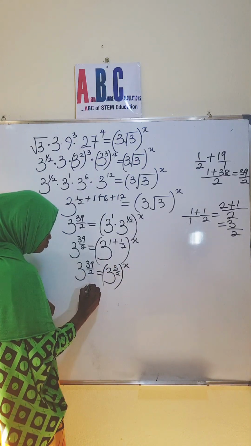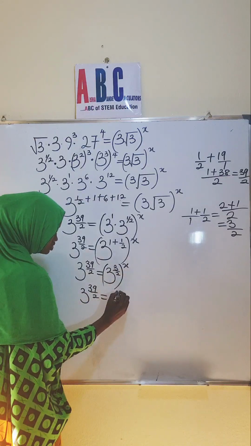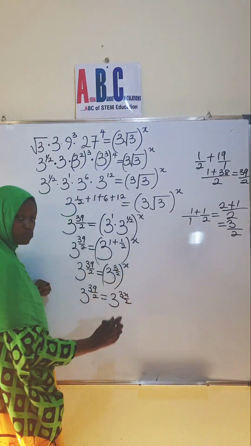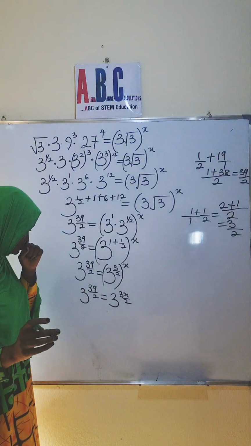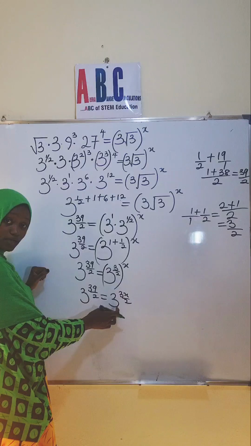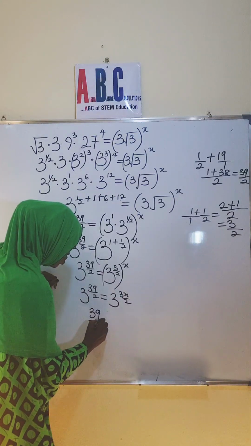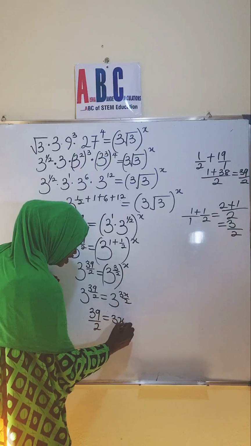So this becomes 3 to the power of 39 over 2 is equal to 3 to the power of 3 times x gives us what? 3x over 2. Excuse me. So at this point, we can see that the bases are equal. So we equate the powers. So this becomes 39 over 2 is equal to 3x over 2.